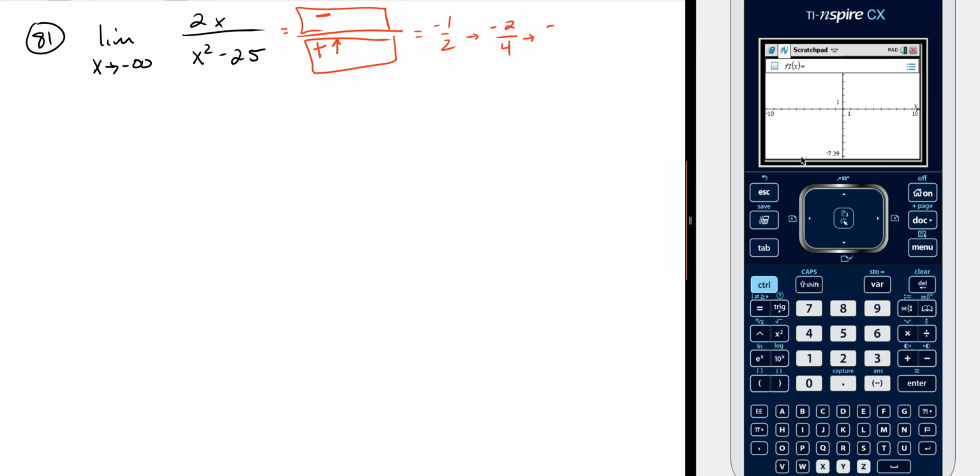Negative 2/4, and then a negative 3/9, and then a negative 4/16, and then a negative 5/25. So the bottom keeps pulling away from the top. It keeps getting larger quicker.